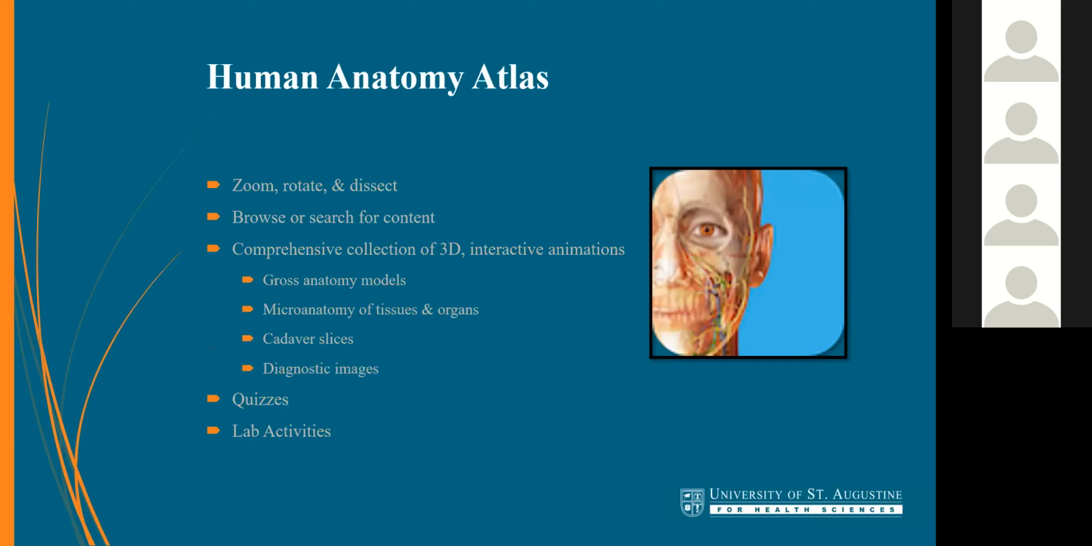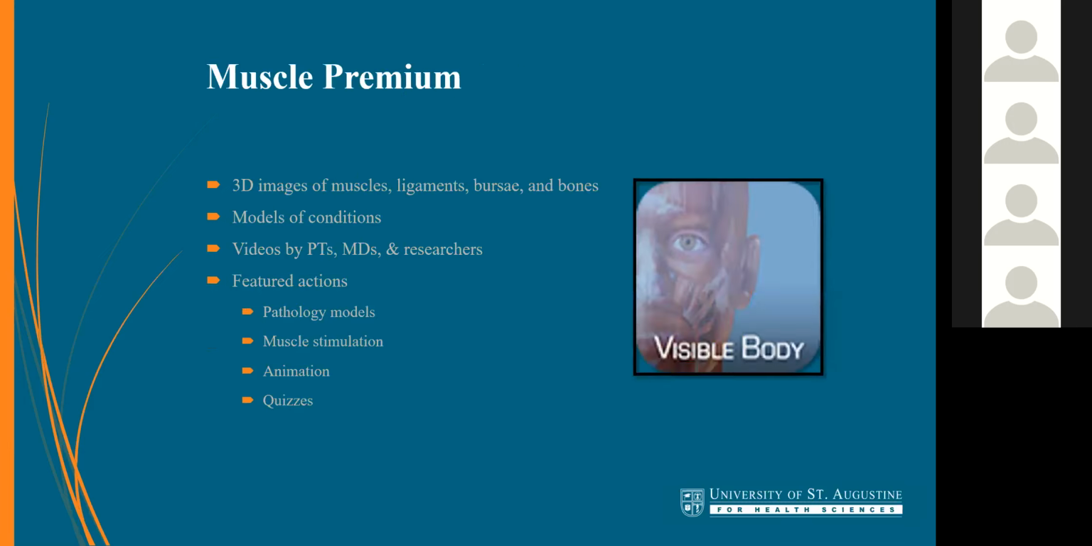The Human Anatomy Atlas, the one we're going to focus most of the time on today, covers all of the body systems and all the body regions. As I mentioned at the top, it's probably the most robust of the applications, and I think you'll find that once you take a look at it.